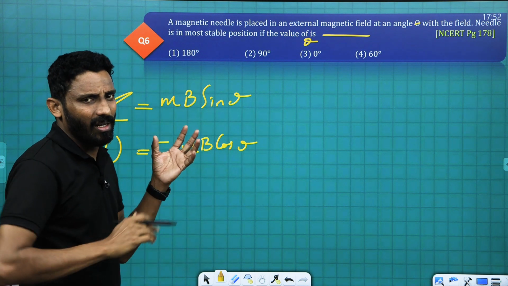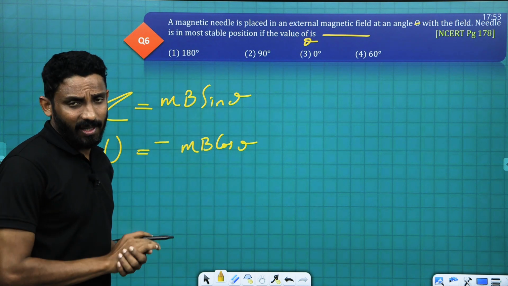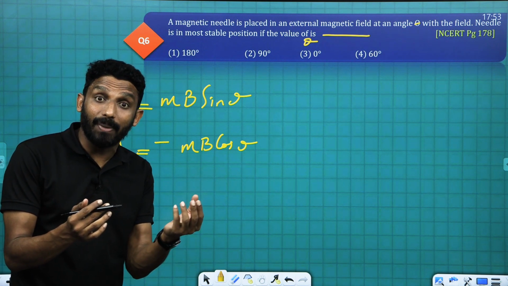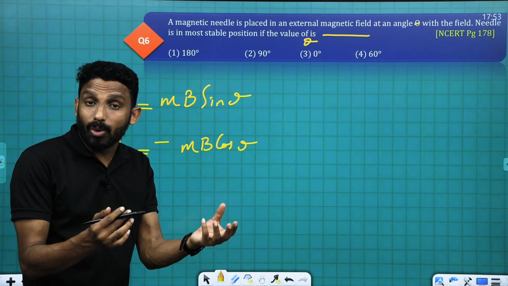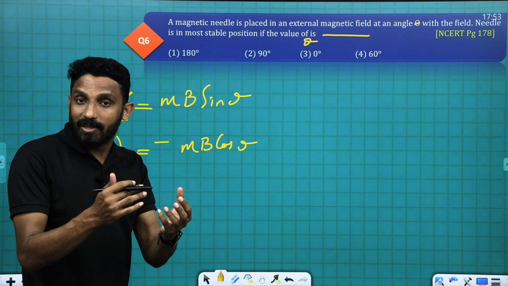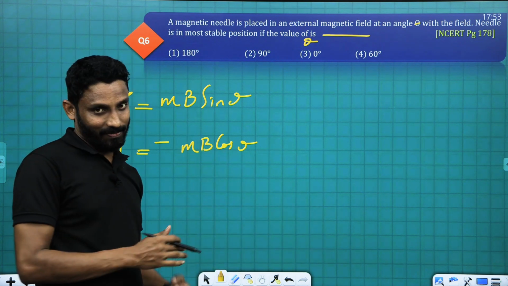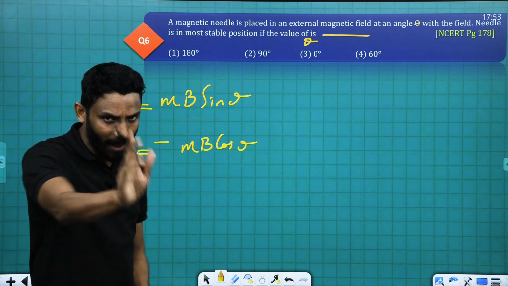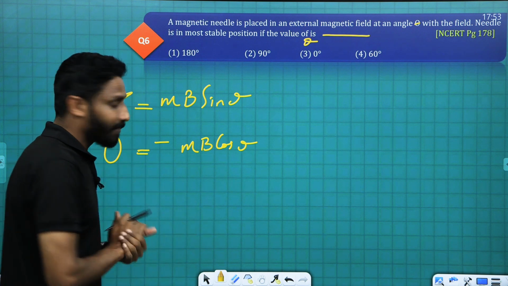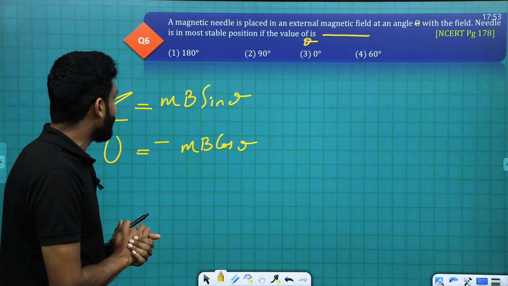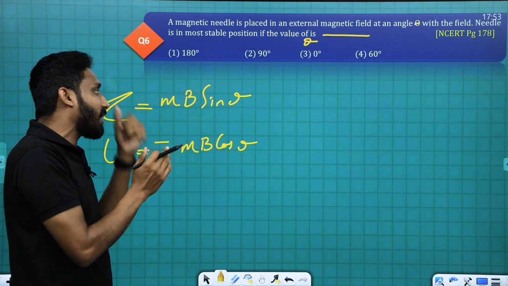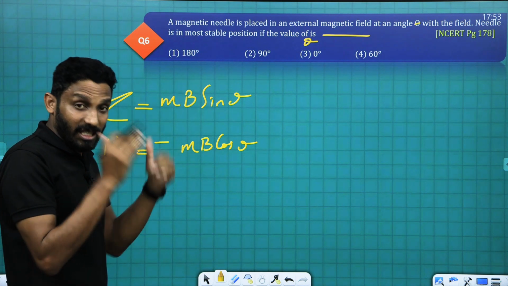Compare this with the terms in electrostatics. In the case of an electric dipole, how much is the torque? Vector P cross vector E, that is, magnitude is PE sin theta. And what is the potential energy of the electric dipole? Minus PE cos theta. Here P is replaced by M, the magnetic dipole moment, and E is replaced by B. Clear? And the zero torque is acting when theta is 0 degree or 180 degree.